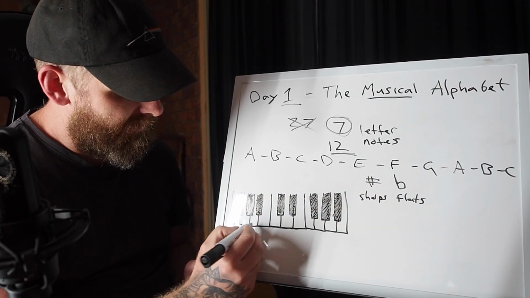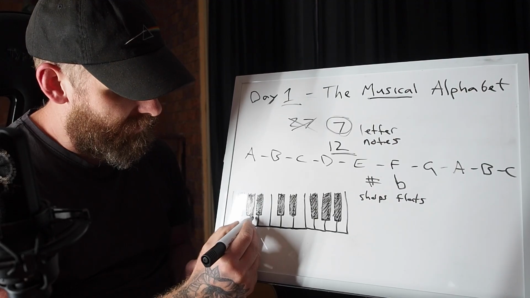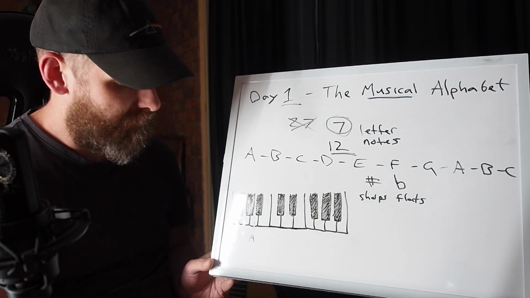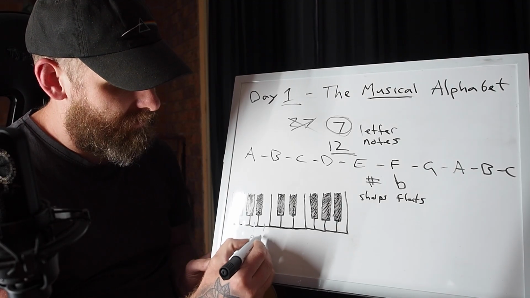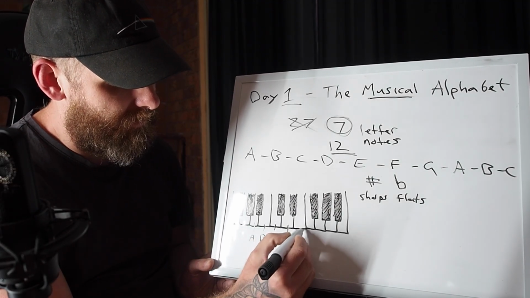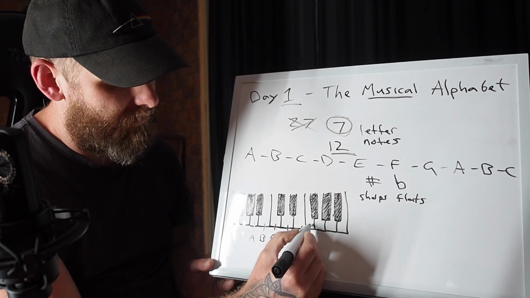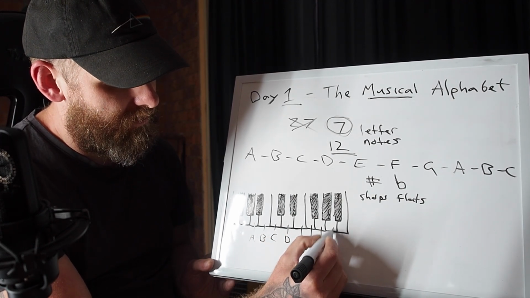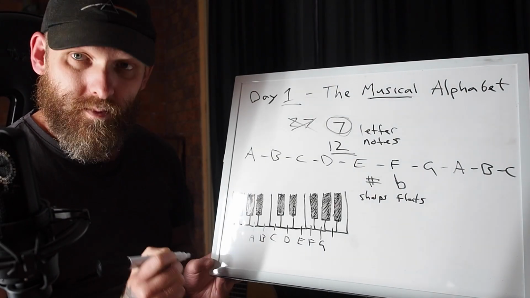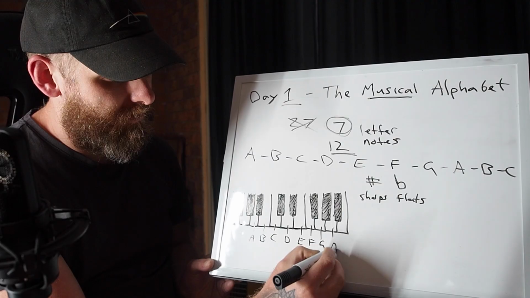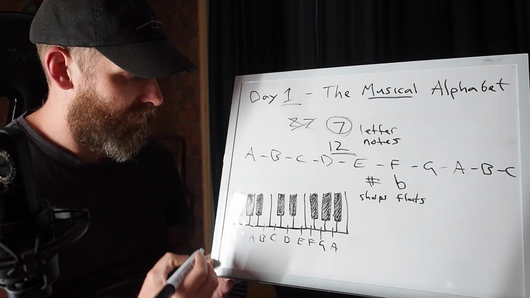So the A sits here. A. Alright. Then the B sits there. C, D, E, F, G, and then we're back to A. Group of 3, group of 3. And that's how it goes.